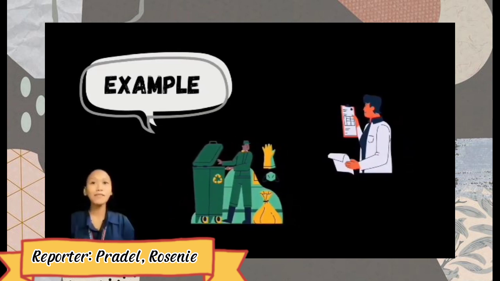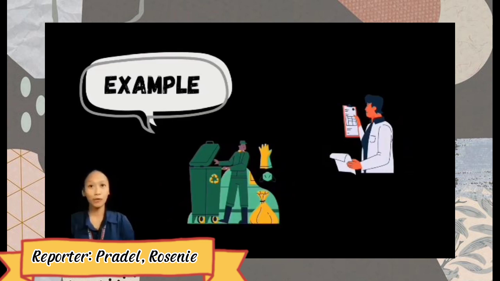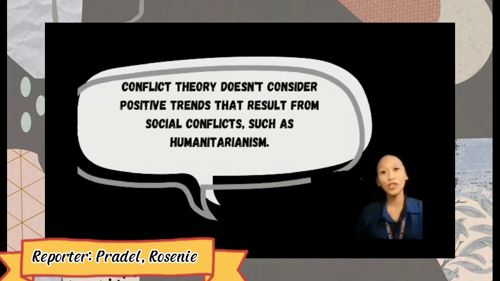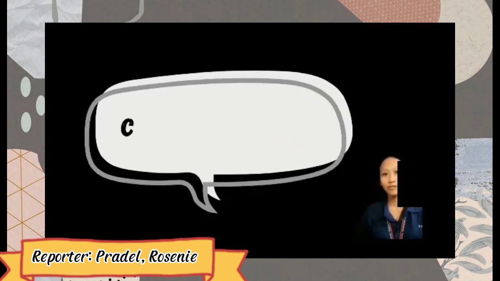For example, a waste management worker performs an important service to our society, right? But it doesn't need extensive education or training, while a gastroenterologist requires a significant amount of education and training. Conflict theory also does not consider positive trends that result from social conflicts, such as humanitarianism. This means a belief in improving people's lives and reducing suffering.